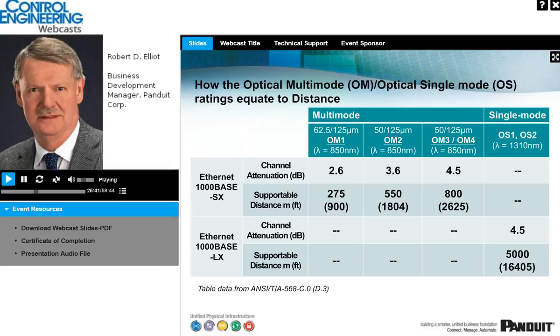So OM1, this is a multimode fiber type 1, will have a maximum channel attenuation of 2.6 dB. OM2 has a channel attenuation of 3.6 dB, and you can see the rest of the values on the table. That channel attenuation directly influences the overall length over which that optical fiber can support transmission. And you can see the types of distances replicated in this table.